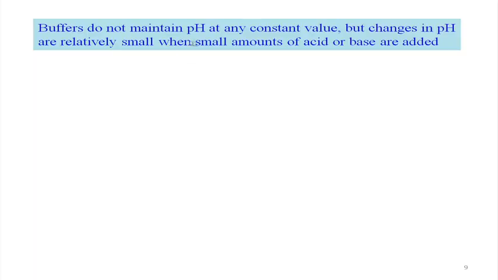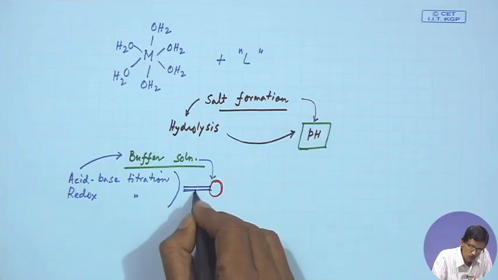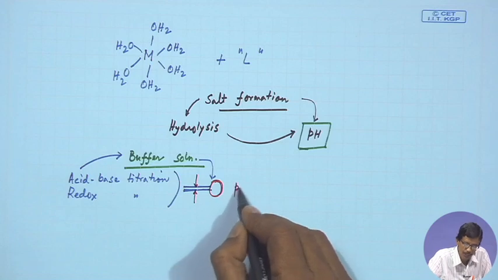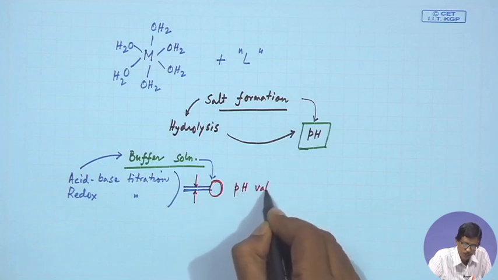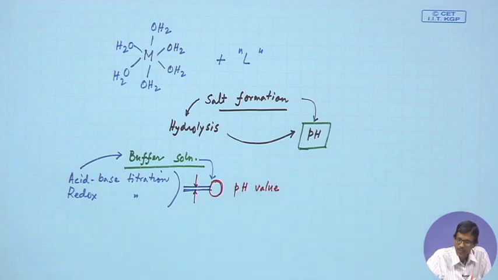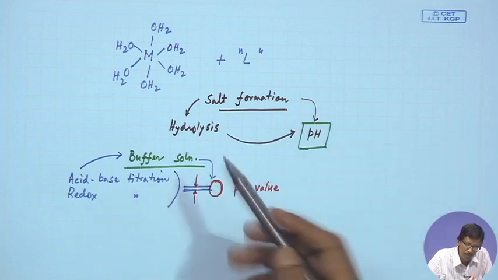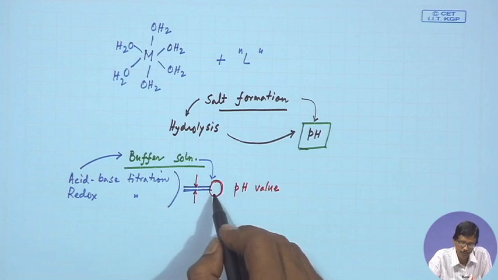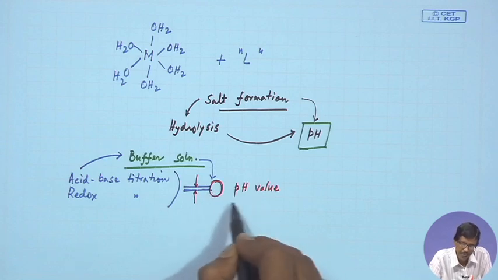So, these buffers at some point are not maintaining a pH at a constant value. What does it mean? It means we are talking about some window or some space for the change in the pH value in the buffered medium. It is not that we can fix the pH at a particular value of say 4.5 or 4.8, but we basically get a range.